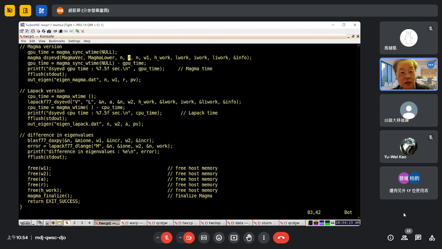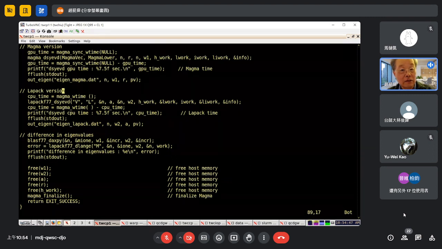So here, the output is R, the eigenvector, and W1, the eigenvalue. For the input, you don't need extra storage space for the eigenvector, because the input matrix is n by n, and after the diagonalization, that space will be used to store the eigenvectors.